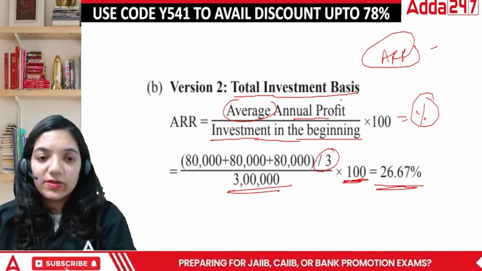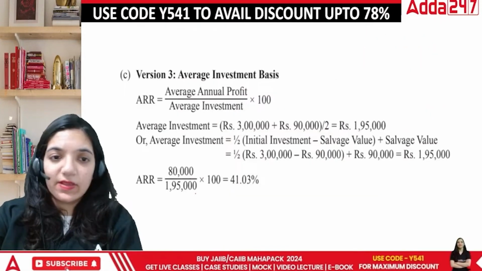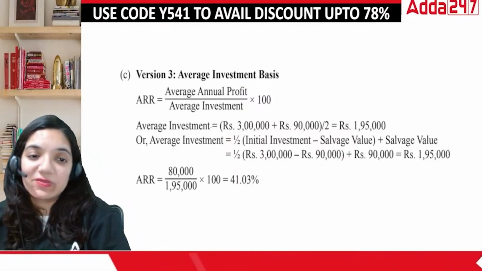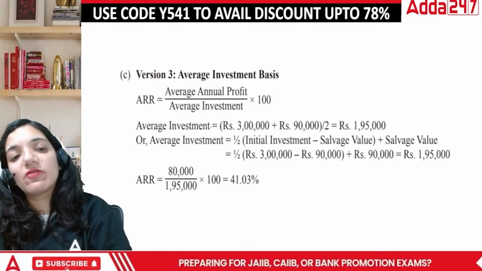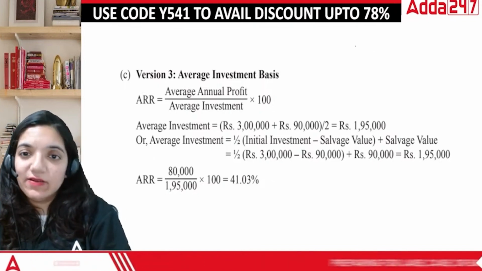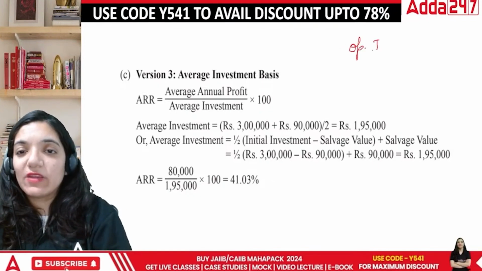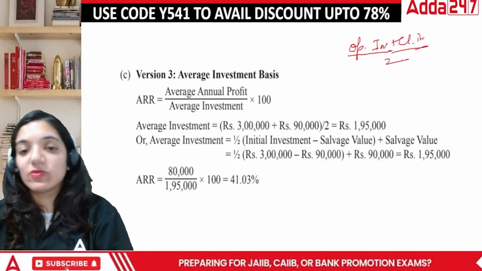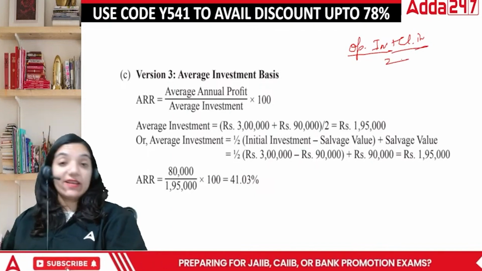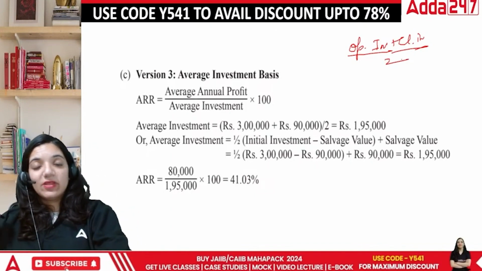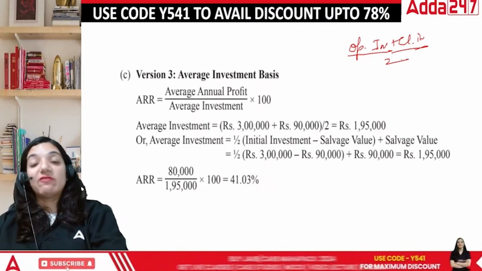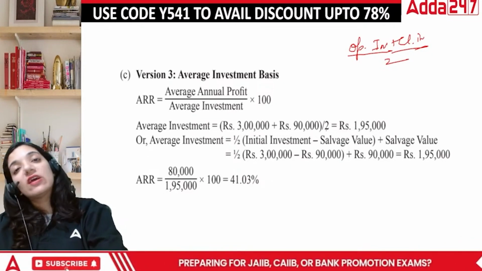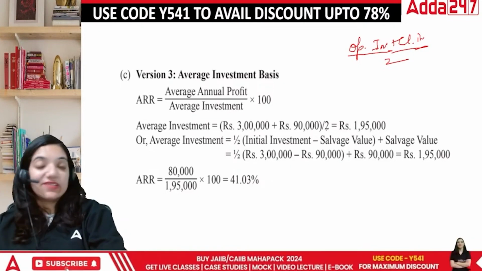Let's move on to the last version. The last version is your average annual profit divided by average investment. Everyone, whenever we are trying to find average, normally average investment is opening investment plus the closing investment divided by 2. I could have taken 3,90,000 divided by 2. But the point is, in this case, we have a salvage value. It is the residual value which would be left after 3 years of using it. We'll sell it off.